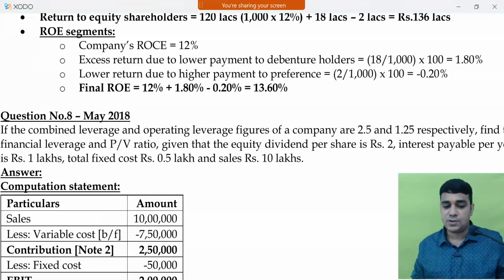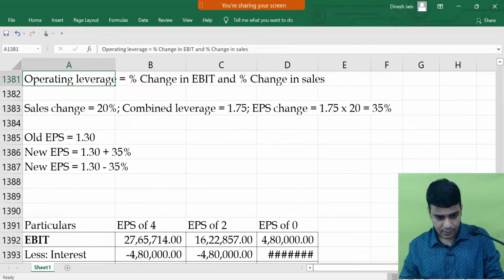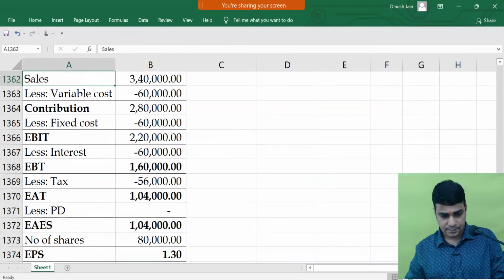The question wants us to calculate financial leverage and PV ratio. For PV ratio, the income statement would be needed somewhere indirectly. So I'm going to do an income statement. The income statement will broadly give me the solution to this answer. So let's start. We have a format of income statement.